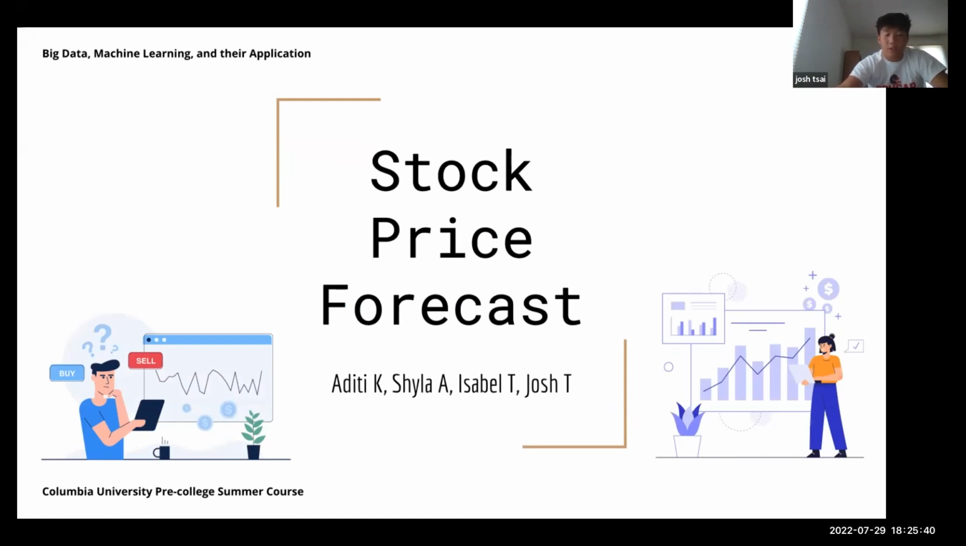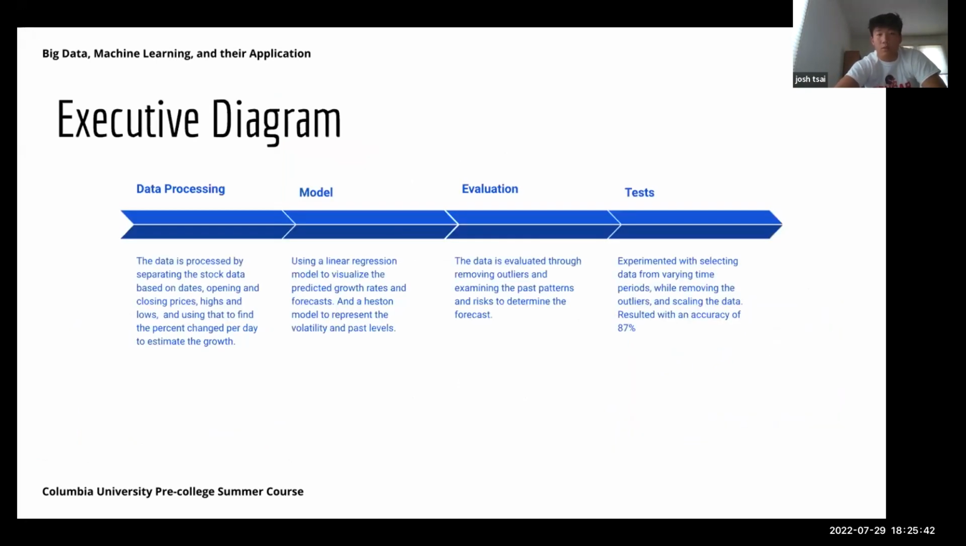And then we process the data. So we process data by separating the stock data based on their dates, opening, closing prices, highs and lows, and their sales density in the trading season. And we use that to find the percent change per day to estimate their growth by using a linear regression model to visualize the predicted growth rate and forecasts.